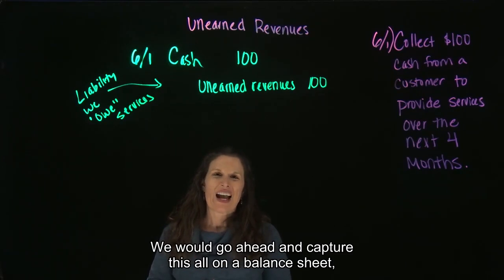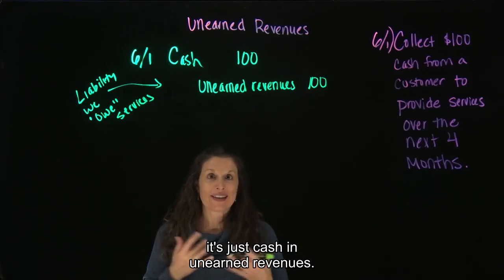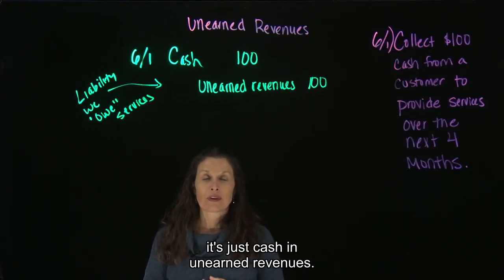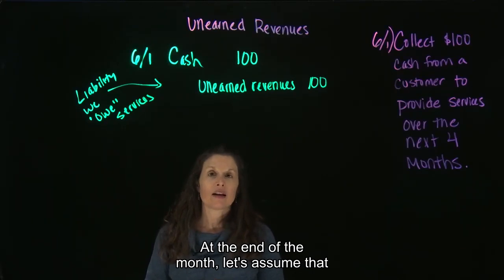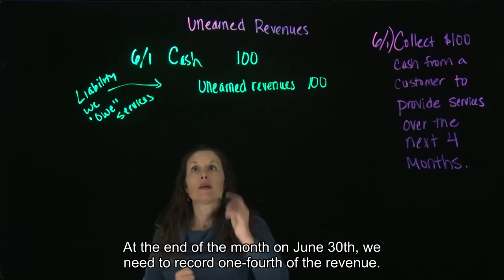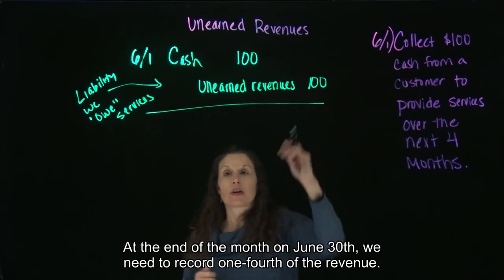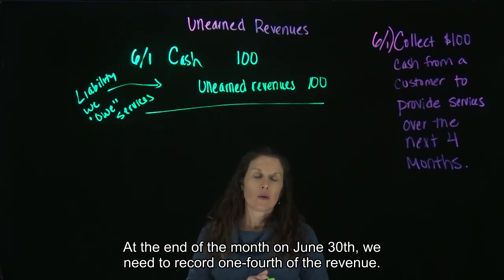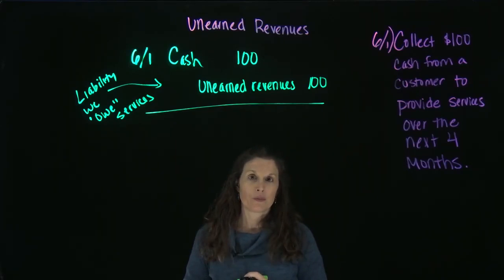So we would go ahead and capture this all on the balance sheet. It's just cash and unearned revenues. At the end of the month, let's assume that we earn 1/4 or 1 month of these services. So at the end of the month, on June 30th, we need to record 1/4 of the revenue.